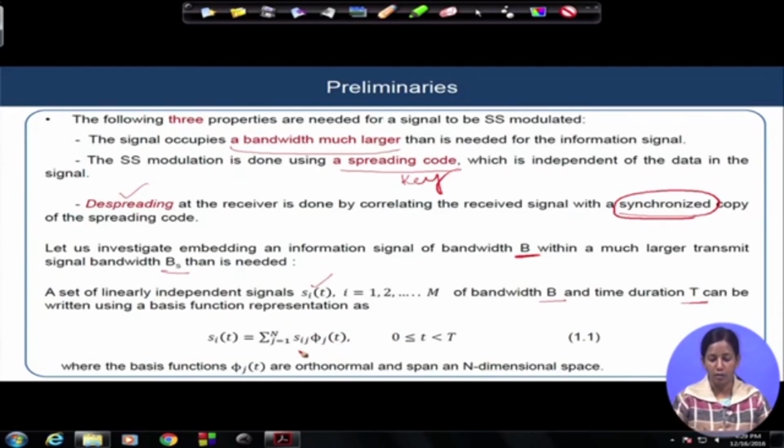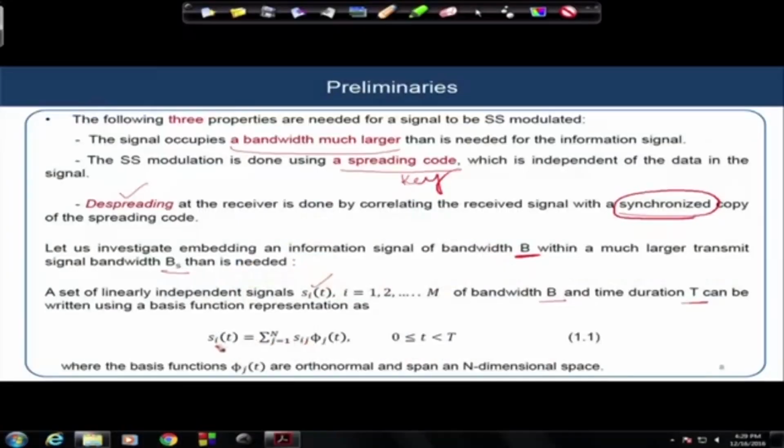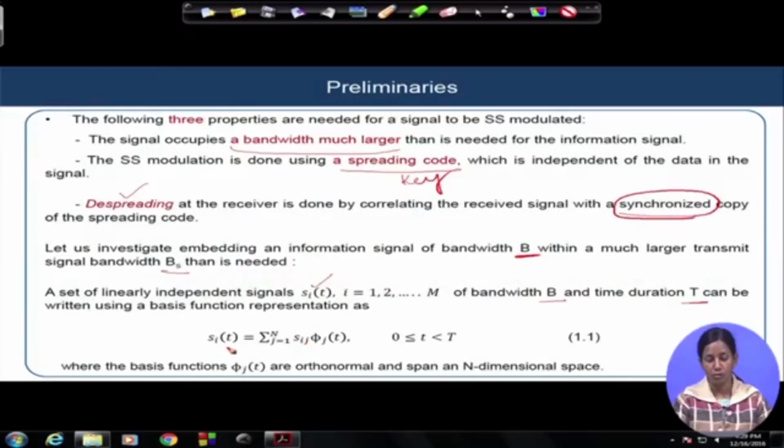where the phi_j(t) are the orthonormal basis functions, and they span an n-dimensional space. So I can represent any signal by means of the orthonormal basis functions, spanning the n-dimensional space. We have learned this in digital communication systems, if you recall, that we can write any signal that is transmitted over the space in terms of its orthonormal basis functions over an n-dimensional space. So this is the same thing. There is nothing to do with spread spectrum yet.